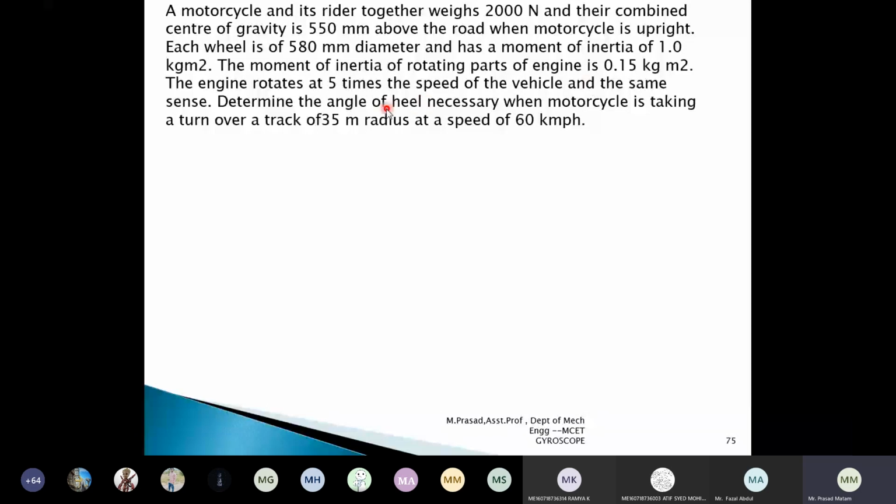What is the meaning of the same sense here? Can anyone answer? Dear students? Hello? Are you there, dear students? Yes, sir. Why are you taking so much time to respond? So what is the meaning of the same sense? Can anyone answer? Please answer. Same direction, right? Same direction. Okay.